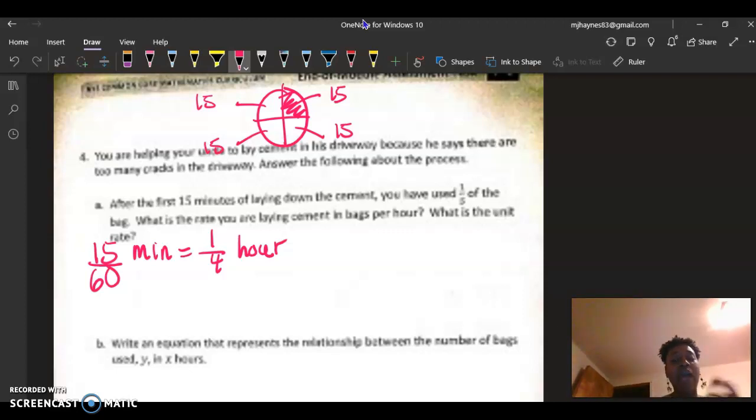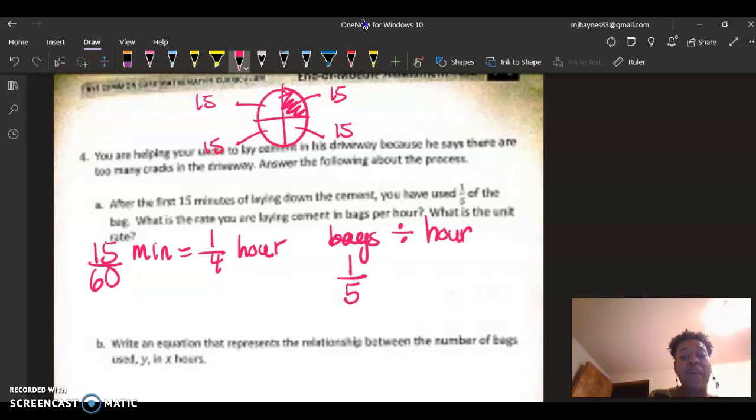So now I'm going to find the rate. It says, what's the rate you're laying in bags per hour? So I got to do bags divided by the hours. So I use 1/5 of the bag. And in the hours they gave me, that's 1/4. So I'm going to keep, change, flip, or multiply by that reciprocal, that inverse. So this is 1/5 times 4 over 1. And that gives me 4/5.